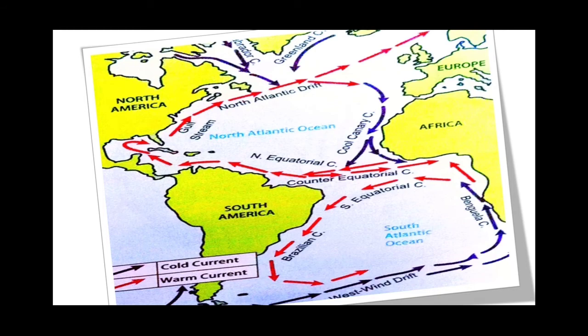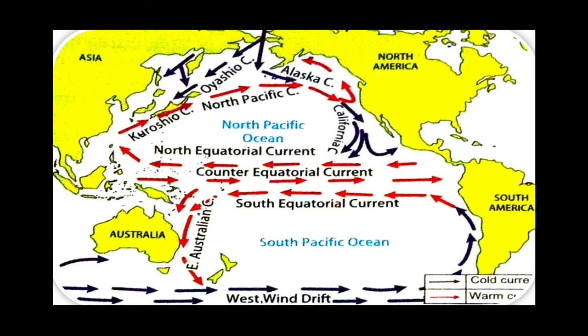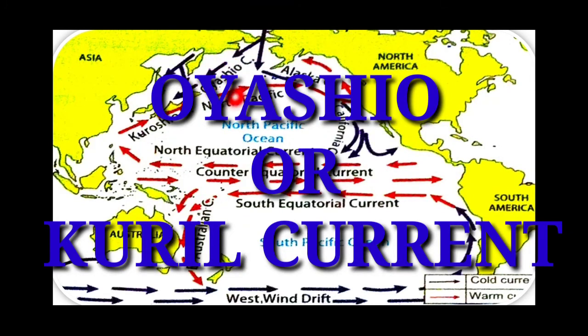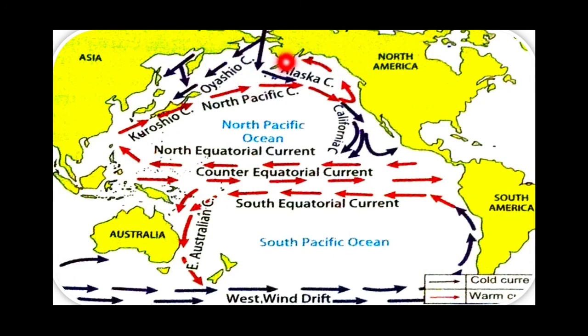Now students, next we are going to learn about two other currents. That is another cold current which is known as Kuril or Oyashio current. So we will find it here, Oyashio current or Kuril current. So just like the Labrador current, this is also a cold current. This cold current originates from the Bering Strait. So this is the Bering Strait. This is a narrow channel of water between America and Asia. So this actually separates North America from Asia, and from here originates the Oyashio current.